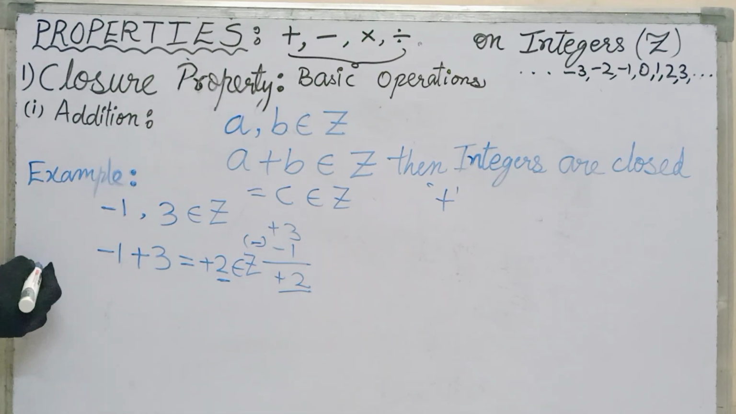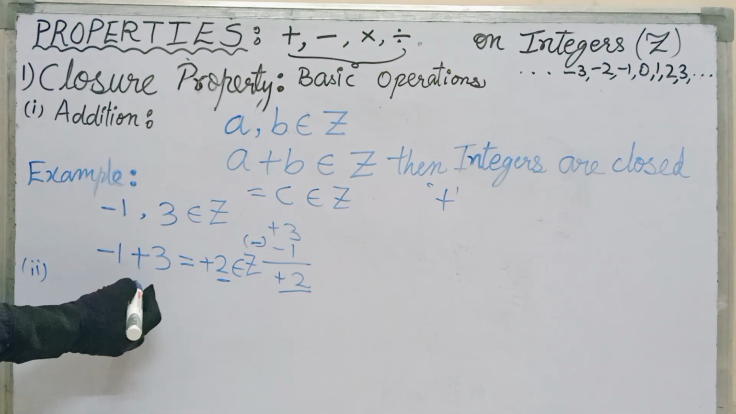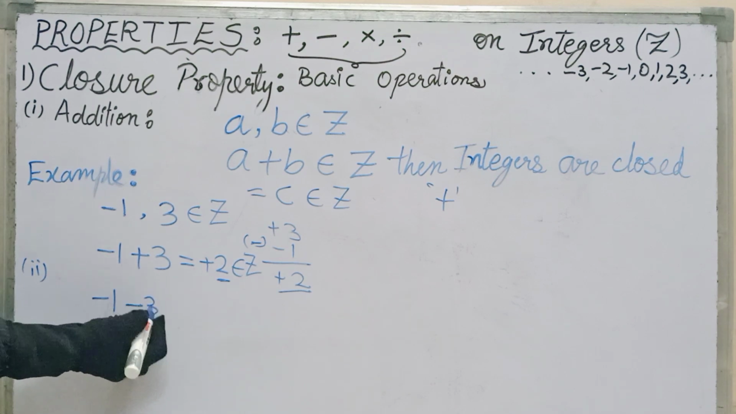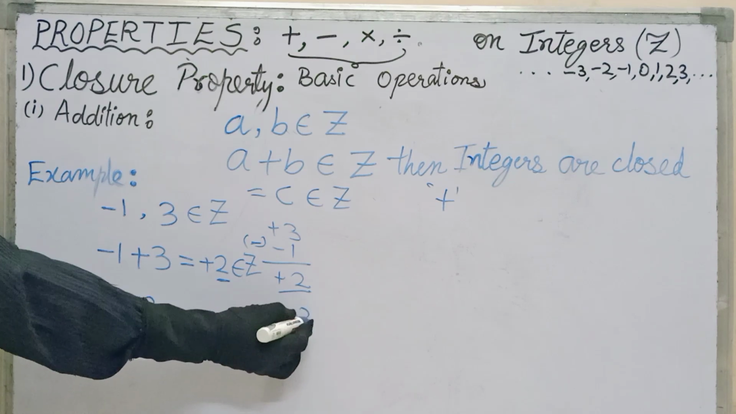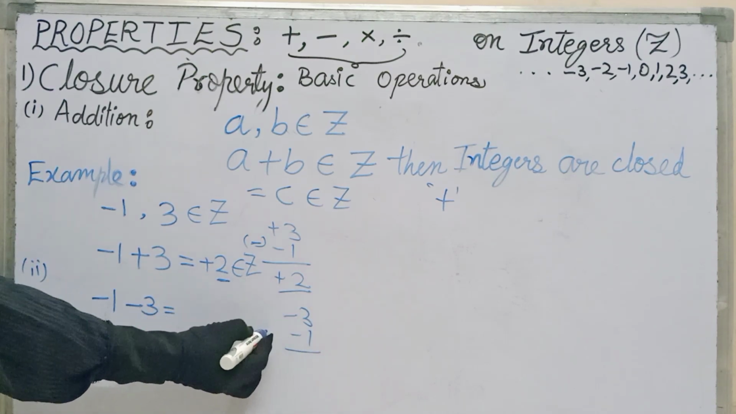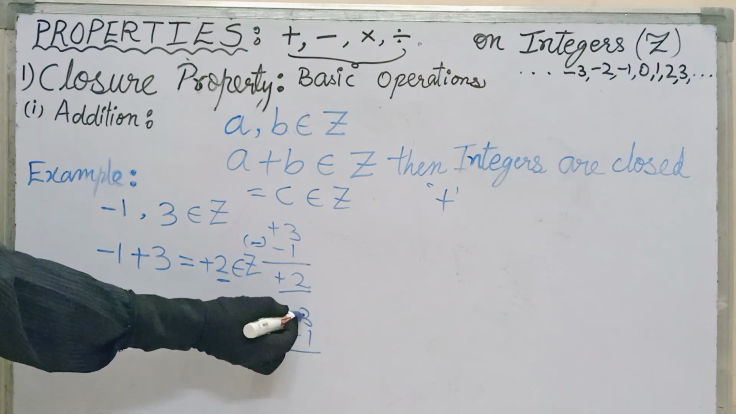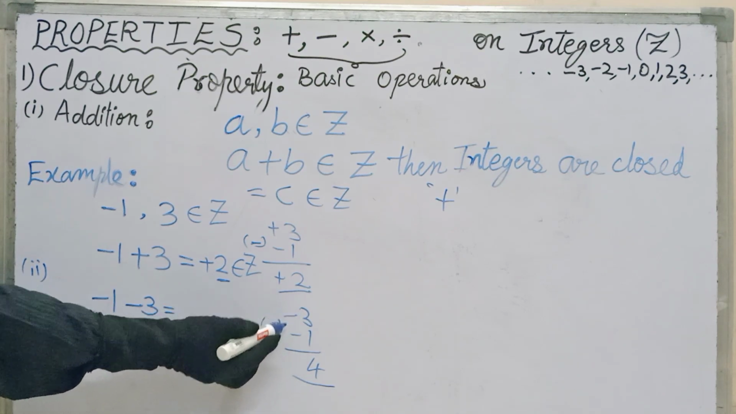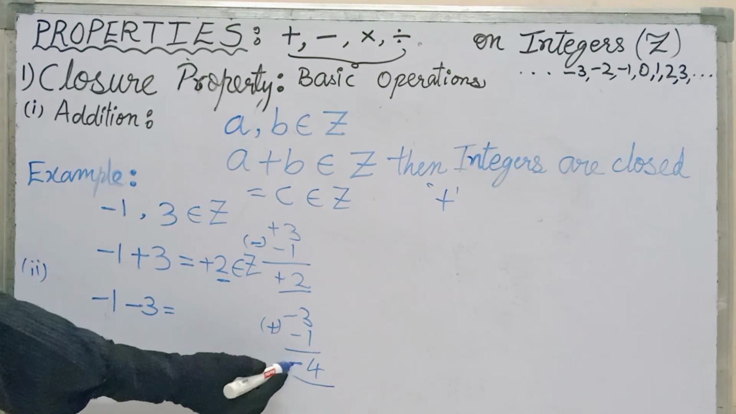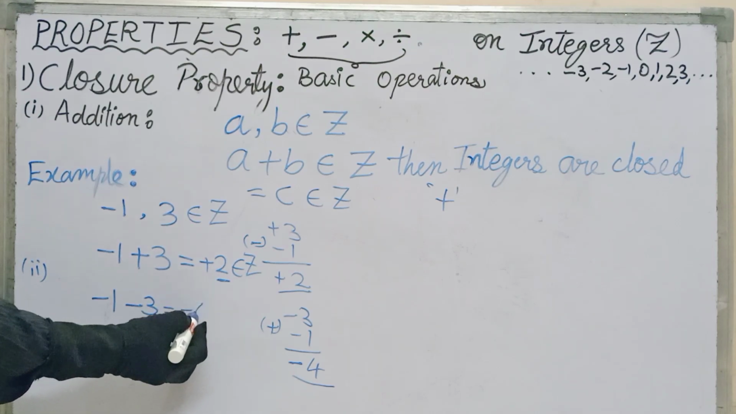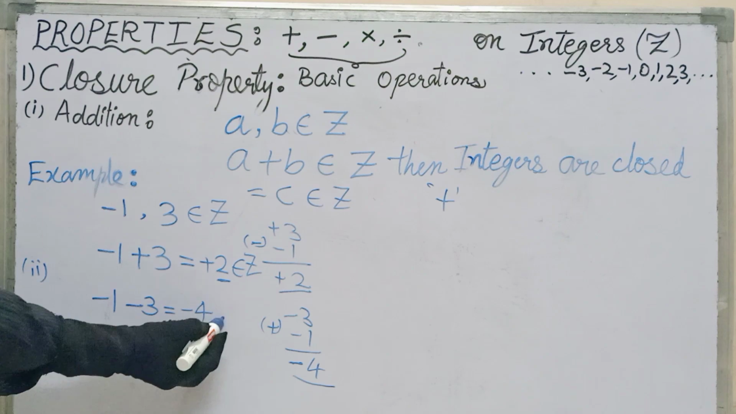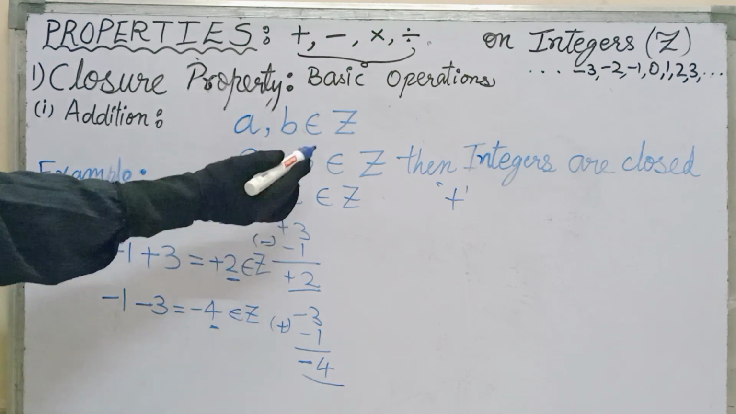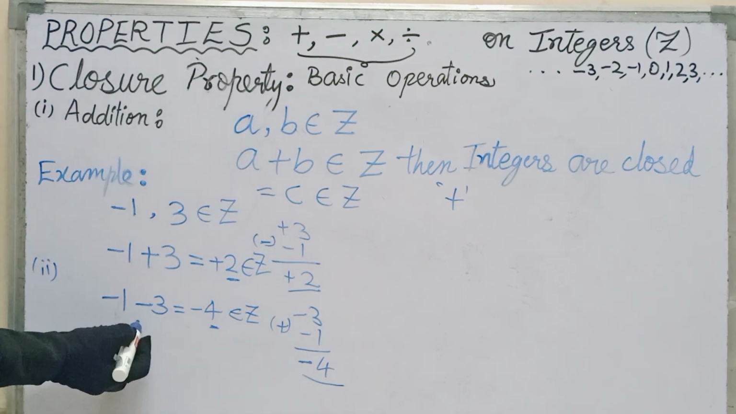Now we will check for subtraction. Same example I will take and put a subtraction mark over here. -1 -3. So what will be the answer? -3 -1. So minus into minus is plus. So we have to add these two things. 3 plus 1, 4. And we have to keep the sign of the bigger number. 3 is bigger, and it has minus in front of it. So here we will get minus. So -1 minus 3 is equal to -4. This -4 also belongs to integers. So what can we say? Integers are closed under subtraction also.